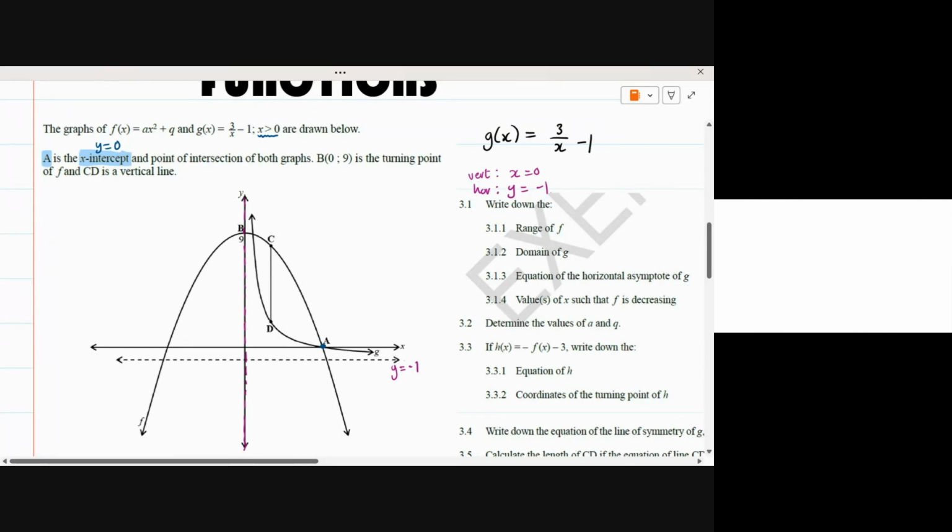Right. So as we're reading, we're putting all the bits and pieces together as we go. Wherever we see x-intercept, y must equal 0. The point of intersection is also very important. We'll get to that in just a little bit.